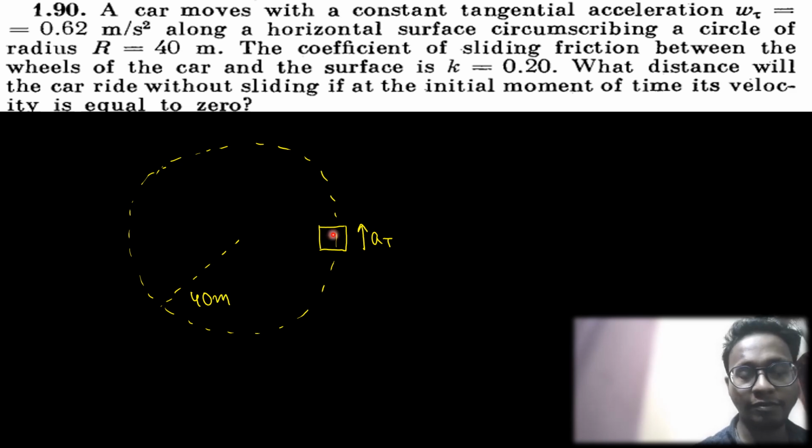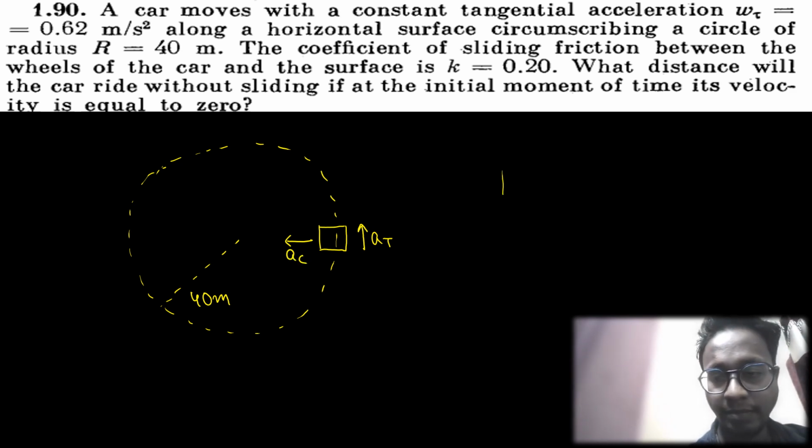I'm seeing this car from the helicopter. That means I'm looking down at the car from a helicopter. So I'm looking down at the ground. The car is moving in a circular orbit. Okay. And since this is a circular orbit, it has a centripetal acceleration. So wherever there is an acceleration, that means there is a force. So this car has two forces. One is tangential force and one is centripetal force.